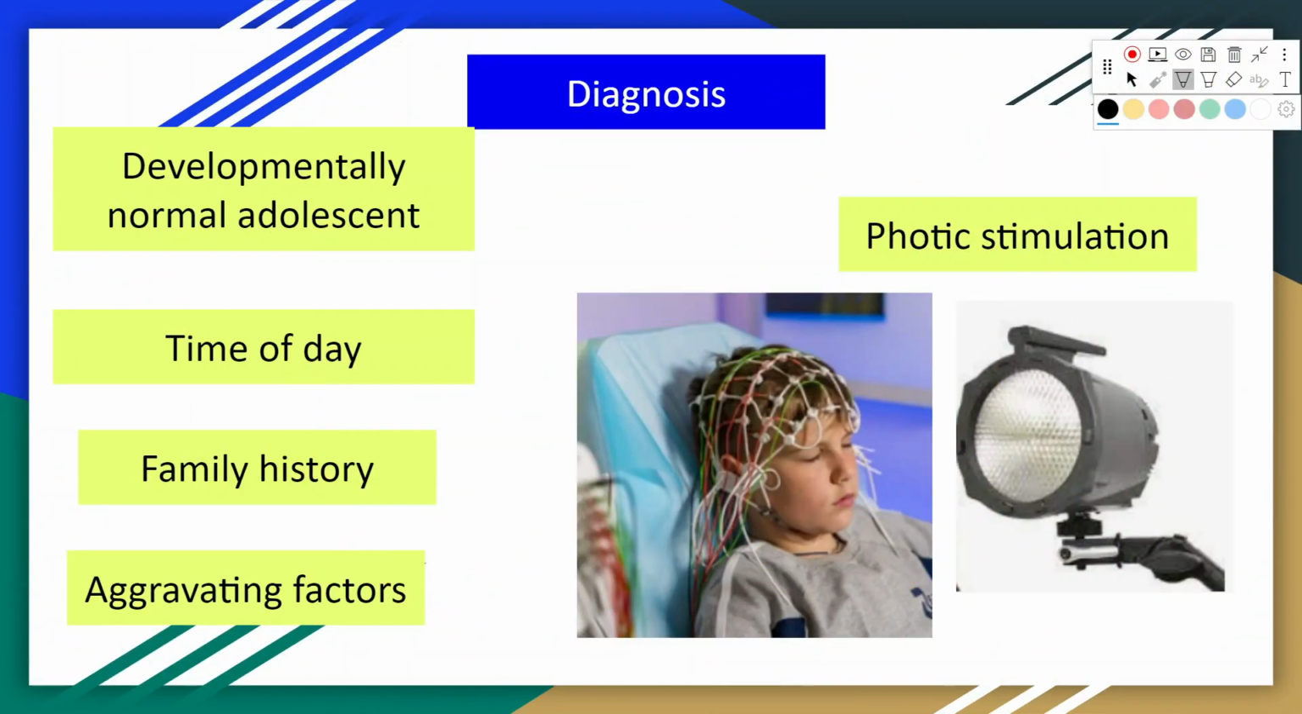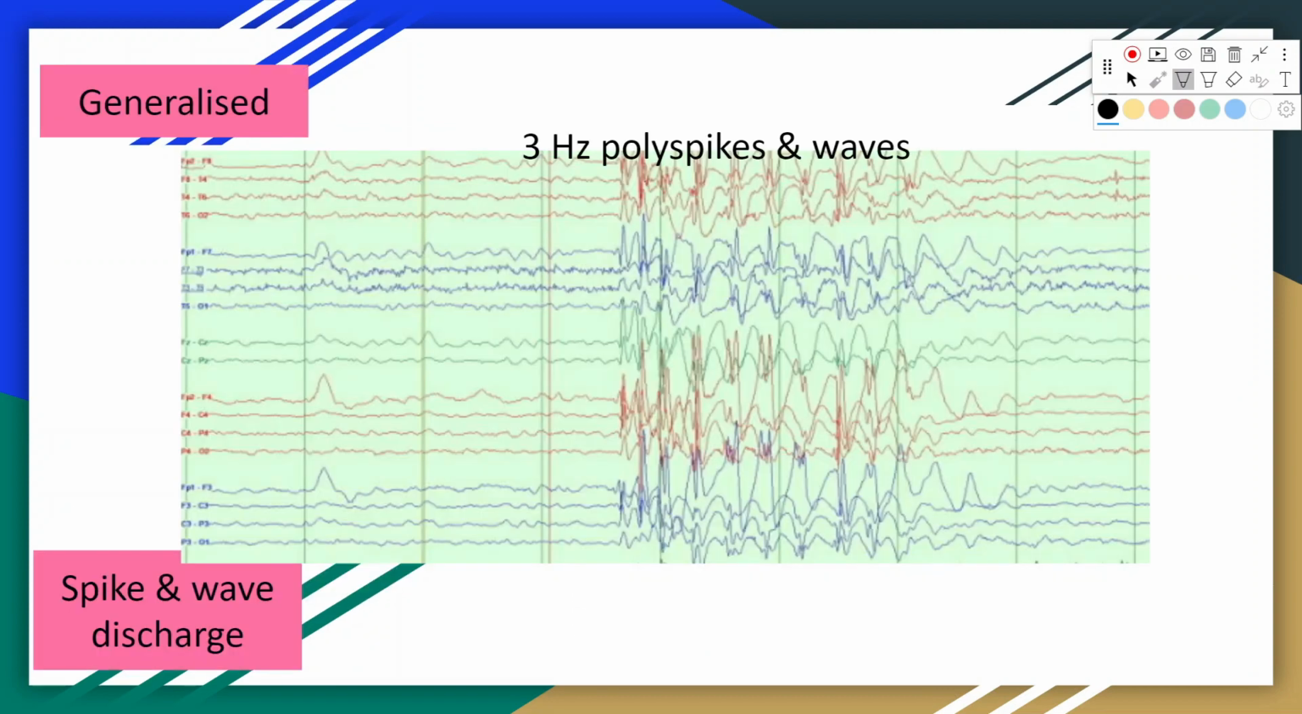So how do you diagnose this disorder? You should suspect it in any developmentally normal adolescent presenting with the characteristic seizures, with family history and typical seizures precipitated by photic stimulation. On EEG, it will have a normal background. And sometimes there is a 4 to 6 Hz bilateral polyspike and wave discharge with frontal predominance. During a seizure, they can have 3 to 4 Hz polyspike and wave with frontocentral predominance.